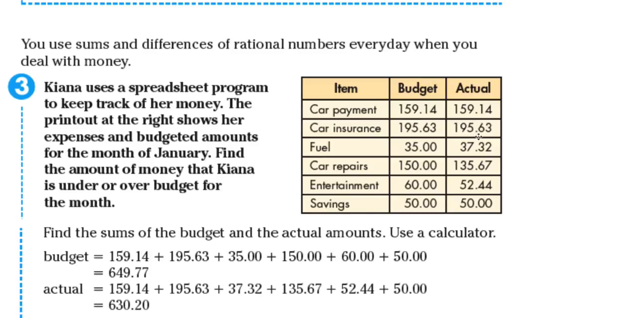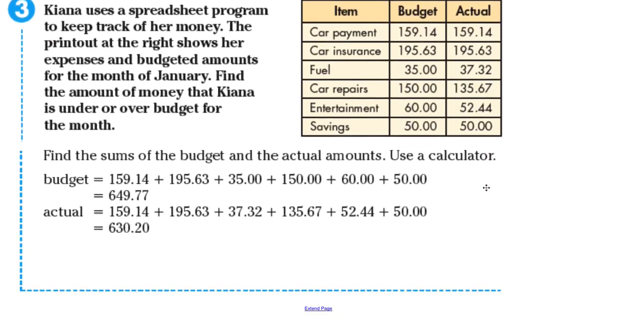Car payments is the same. Car insurance is the same. We have fuel, which is slightly higher, 37.32. Car repairs at 135.67, slightly lower. Entertainment, stayed home a lot, so $52.44. And savings in the bank is the same at $50. We end up with 630.20. So if you notice, the actual is smaller than the budget.